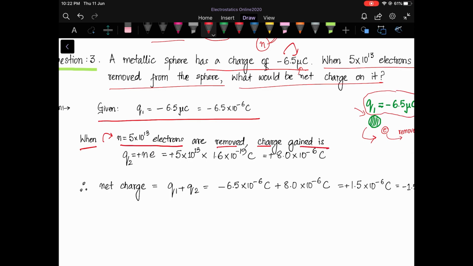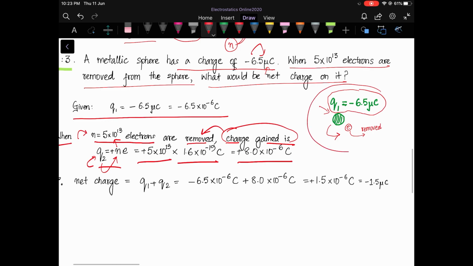Since these many electrons are going to be removed, there will be charge gained by our body. It is not going to be negative, but it will be positive charge gained by the body after removal of the electrons. So we are writing Q2, which is the amount of charge gained by the body after losing N number of electrons, and that is 5 × 10^13 × 1.6 × 10^-19 coulombs. This number comes out to be 8 × 10^-6 coulombs.